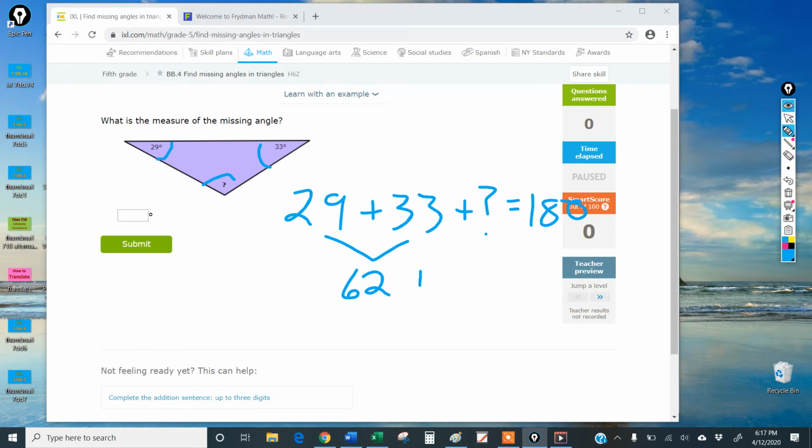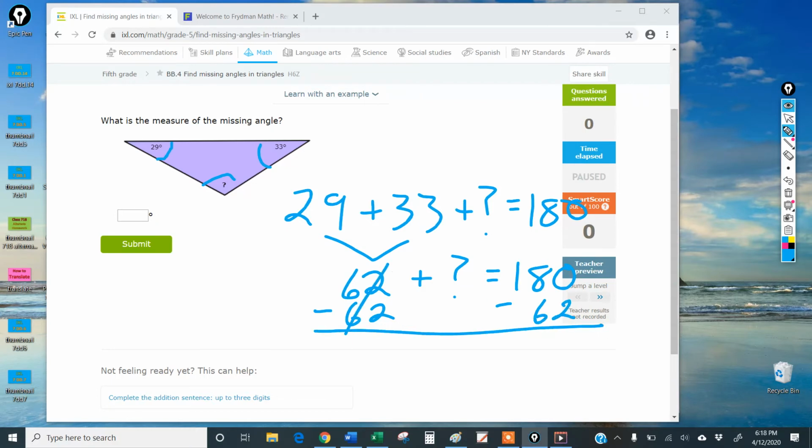So 62 plus the question mark is equal to 180. So then I just subtract 62 from both sides. And we get here that the question mark, which I could have called x, but I'll just leave it as a question mark, is equal to 118, right? 118 degrees. And we can just check that.